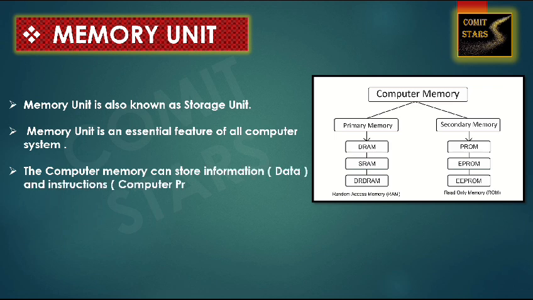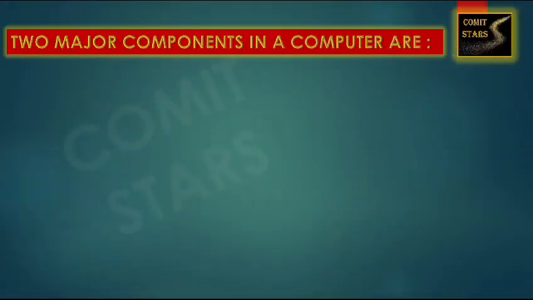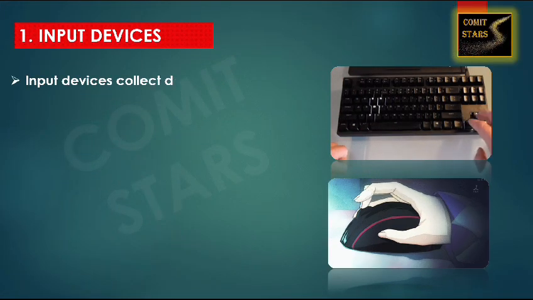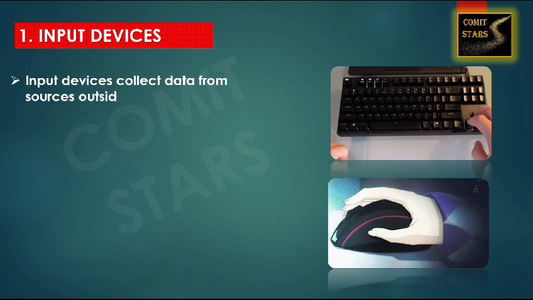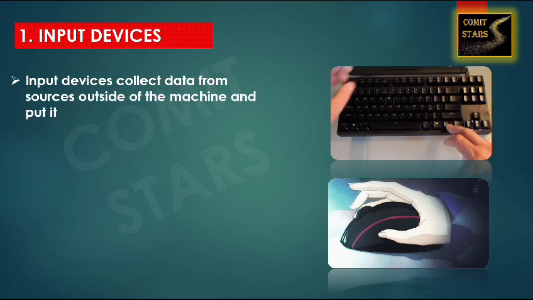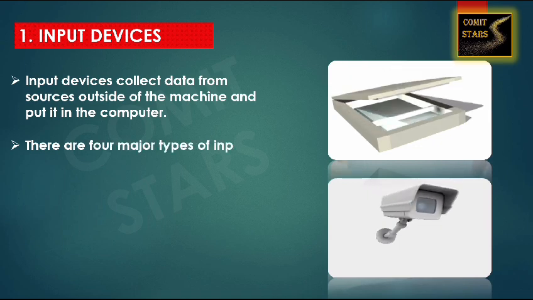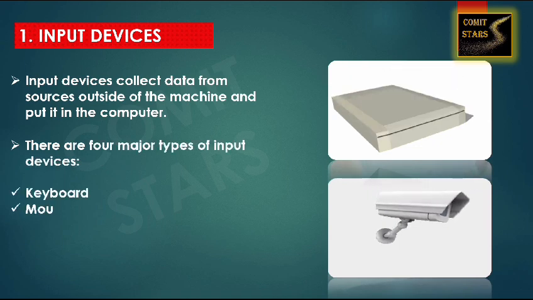Two major components in a computer are input device and output device. Input device. Input device collects data from the sources outside of the machine and puts it in the computer. There are four major types of input devices: keyboard, mouse, scanner, web camera.